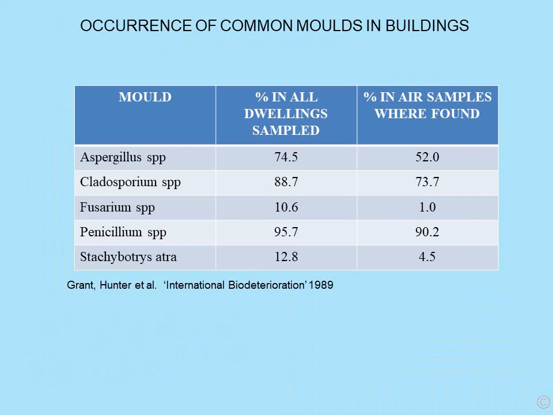Common moulds in buildings, there we are, another paper by Grant and Hunter, published in International Biodeterioration Bulletin. We can see there, two of interest really, well, they're all quite of interest. You can see what the percentage is in all dwellings, but in air samples, two of them show distinctly low levels, Fusarium and Stachybotrys. Fusarium and Stachybotrys, I believe, have very large spores. They're not very good at being airborne. And I also believe, I've been told, the Stachybotrys spores are also sticky, probably intended to be picked up by flies and so forth.